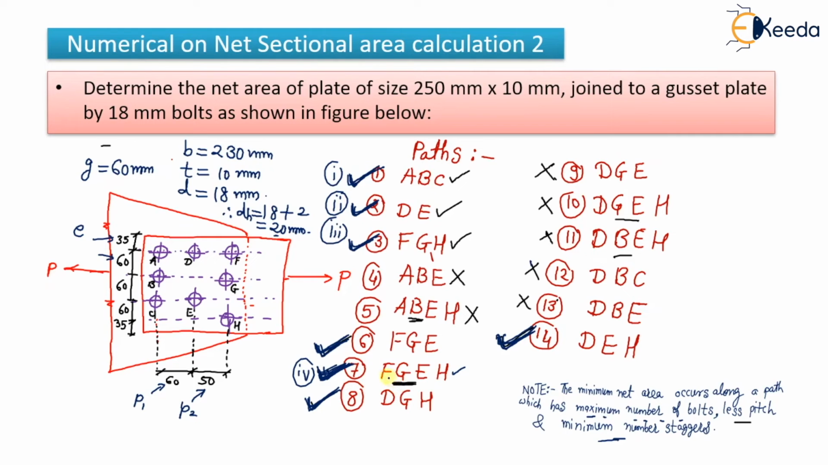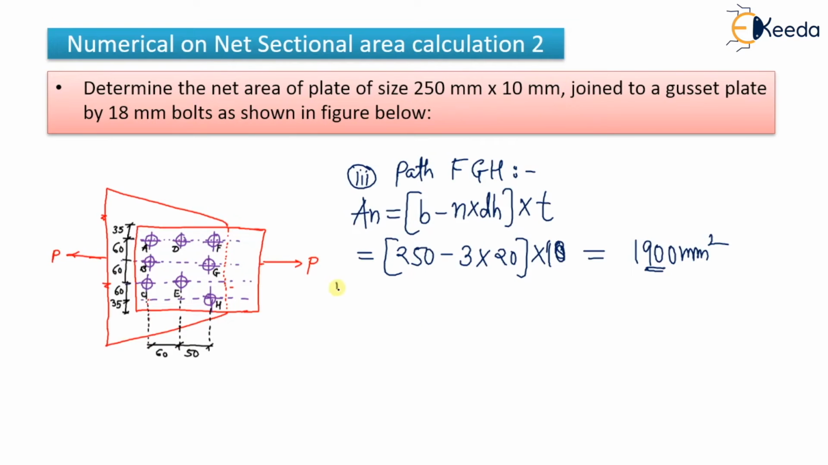So let's calculate FGEH. I'll calculate that. Fourth one, path FGEH. How many bolts are there? 4 bolts. And how many staggers are there?